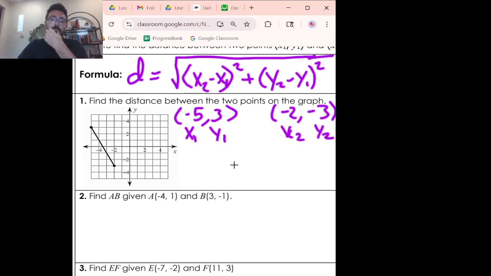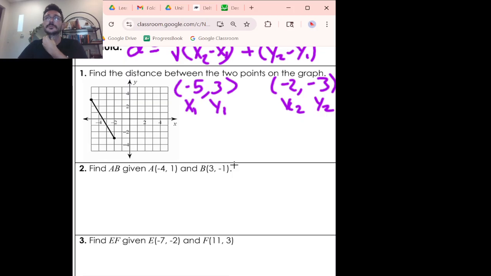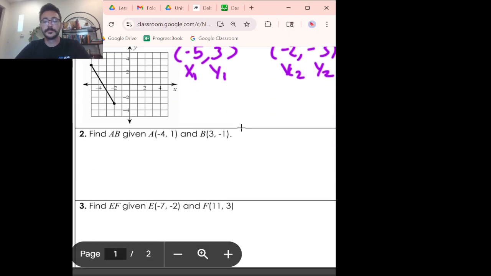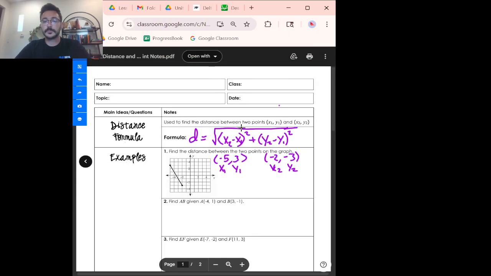And just labeling, I stress it because I've seen a lot of algebra students in the past make little silly mistakes because they try to go fast and they're just like first spot, second spot, third spot, and it gets jumbled up and then it doesn't give you the correct answer. So that is the distance formula.